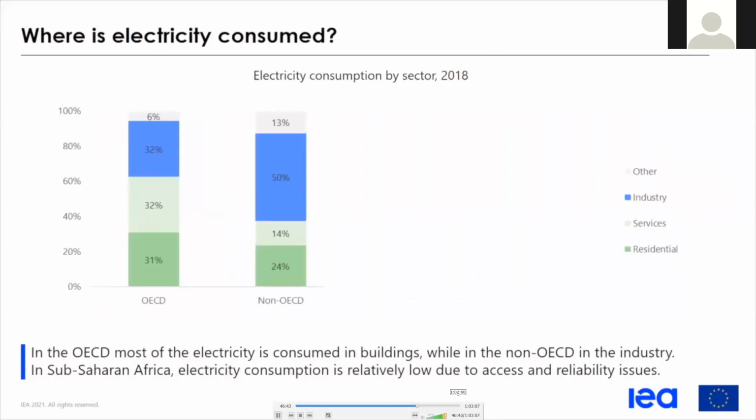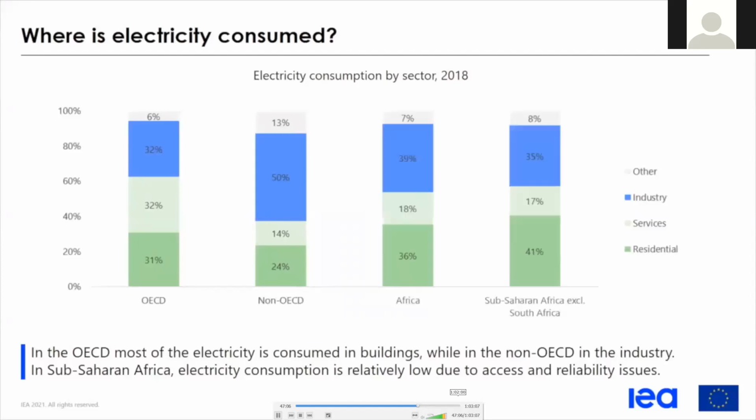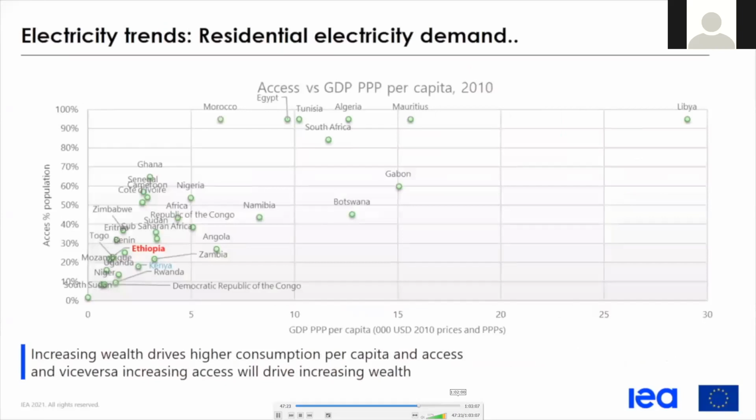So now let's have a closer look at the electricity consumption by sectors to see where it is mostly consumed. In non-OECD countries in general, it's mostly consumed in industries. This is mostly due to the preeminence of China and India data within those countries. But in Sub-Saharan Africa, we see that the first place is mostly occupied by residential and, in a lesser way, by industries in terms of consumption.